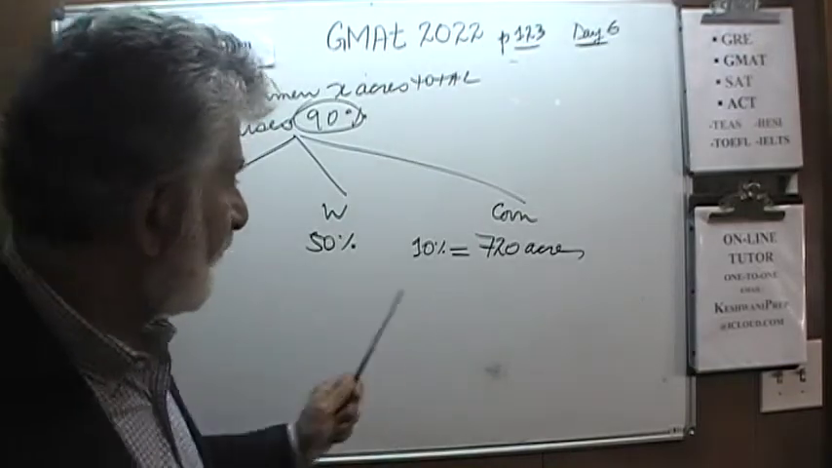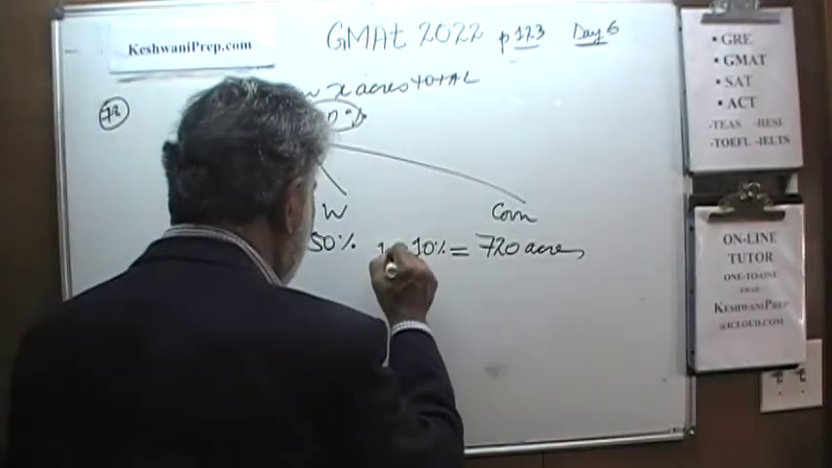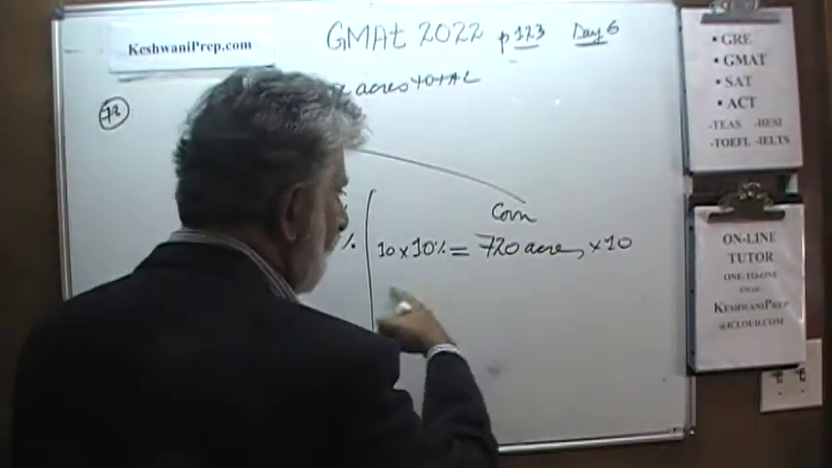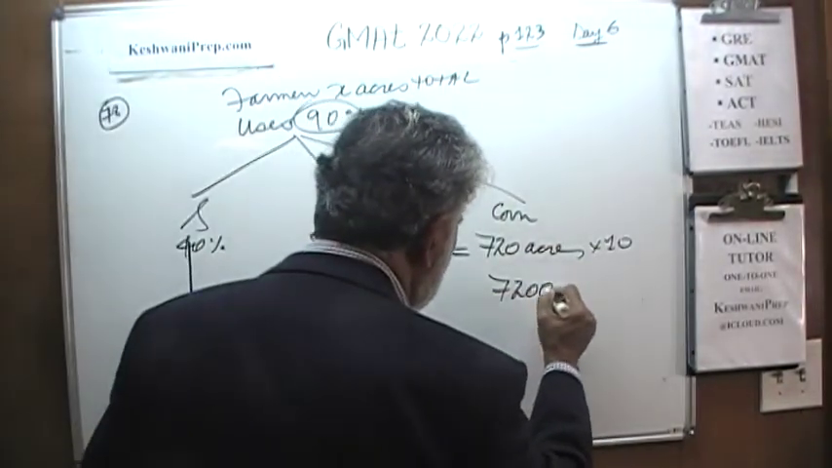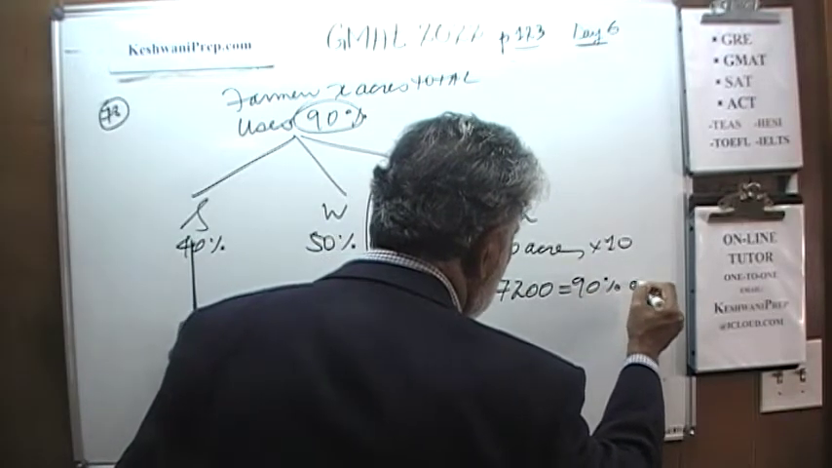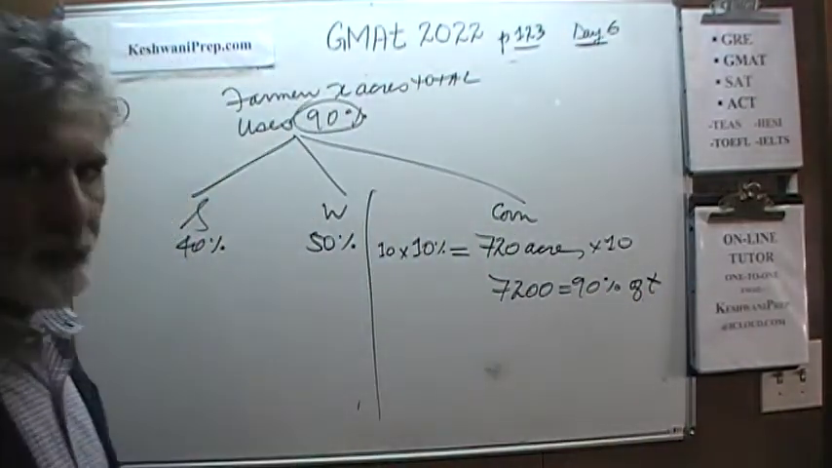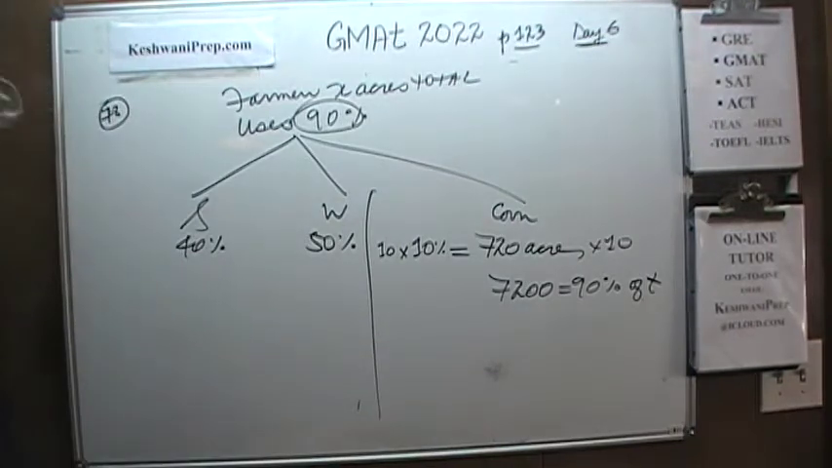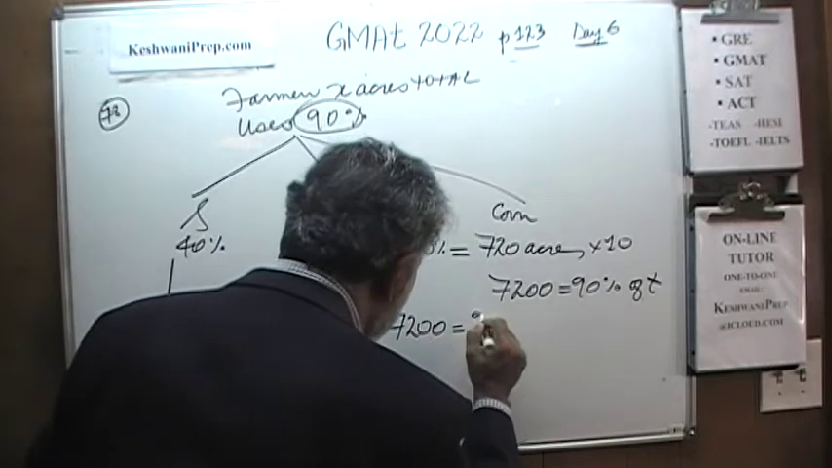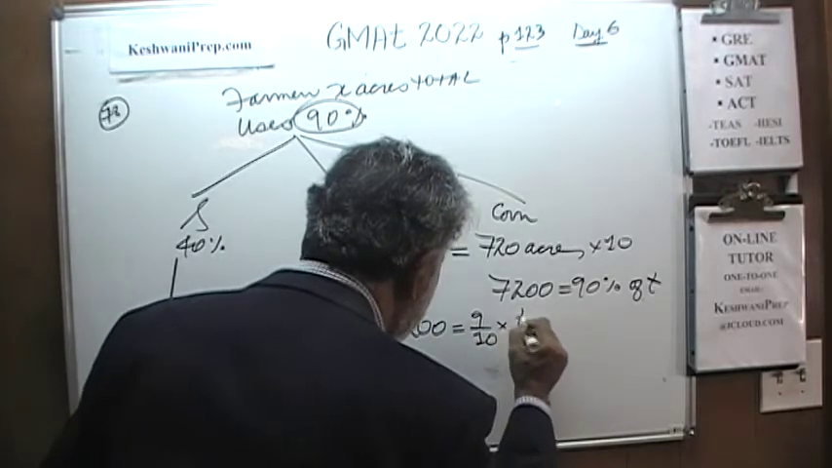If this is 10%, if you multiply both sides by 10, then the whole amount must be 7,200, which represents 90% of the total. 90% of the total. The question is, what is the total amount? Let's find out. 7,200 is equal to 90% of the T.